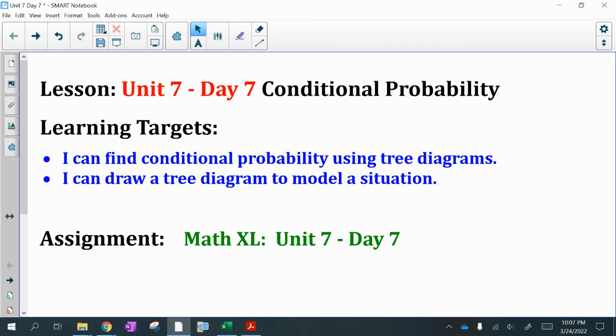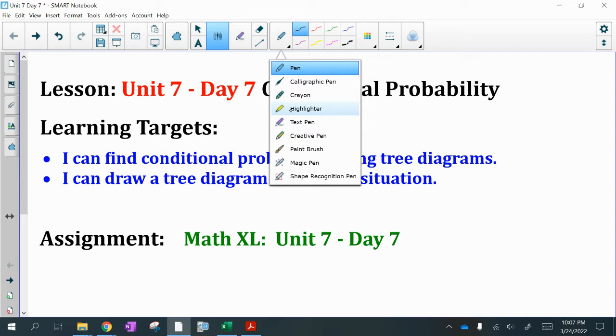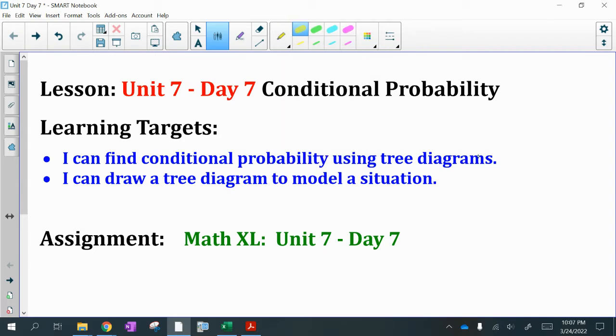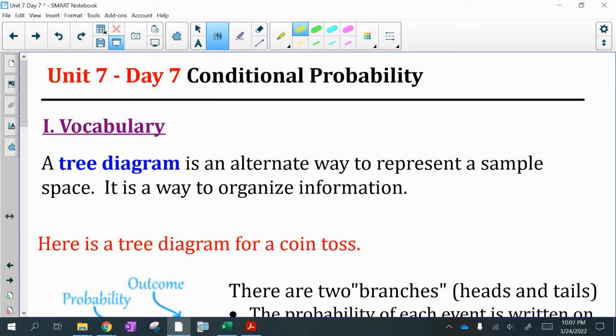Welcome to day 2 of conditional probability. Today we will be spending most of our time looking at how to use tree diagrams to help us find things using conditional probability. You're also going to have some math Excel problems to work on through the end of the period. So let's get started with the basic idea of what a tree diagram is.